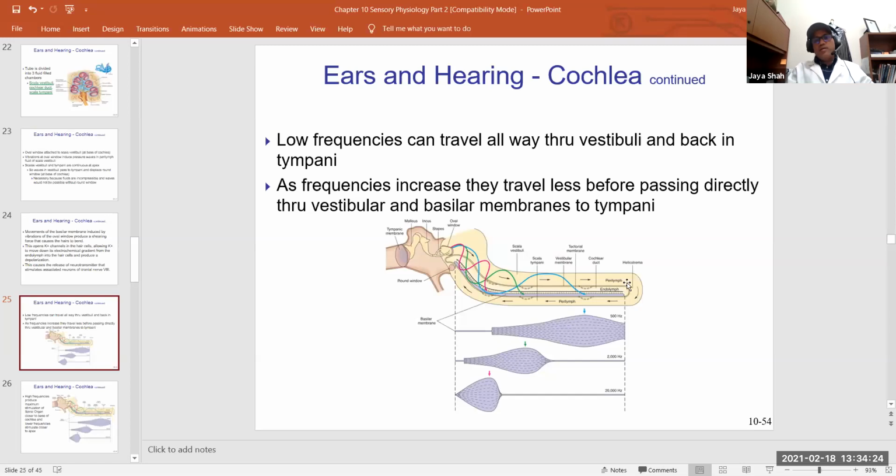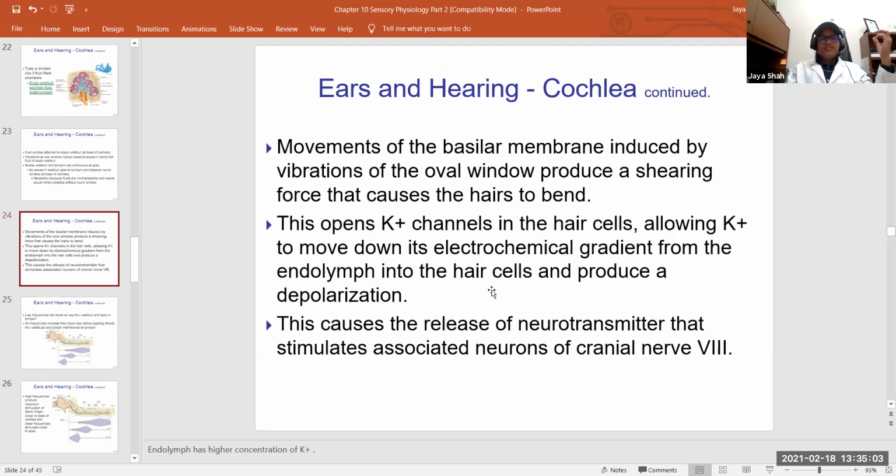Because the wave creates mechanical energy, this energy passes to the scala tympani, and that is released through the round window in the middle ear cavity again. But in the process of moving this fluid, it also moves the fluid inside the inner tube, which is called scala media. And in the scala media, there are hair cells, which move, and that takes the impulse.